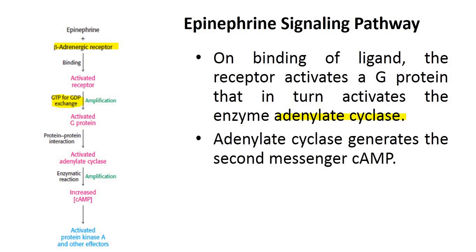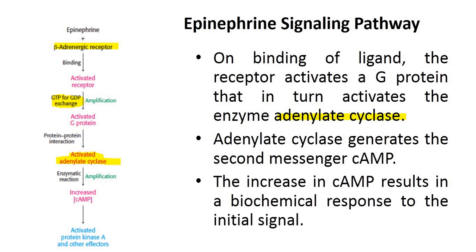Adenylate cyclase, once activated, produces the second messenger, cyclic AMP. This increase in cyclic AMP results in a biochemical response to the initial signal, and this increased cyclic AMP leads to conversion of inactive protein kinase A to active protein kinase A.